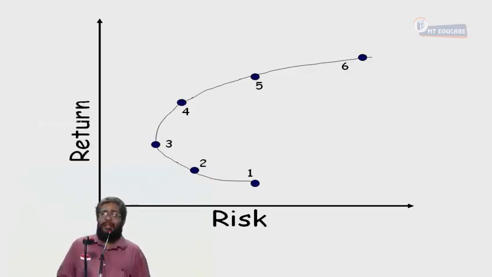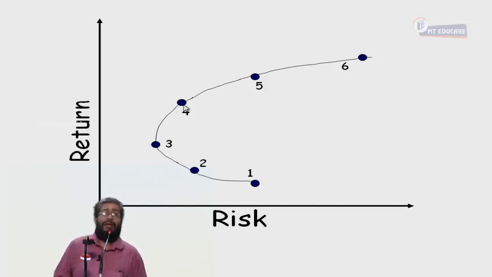Everybody, yes or no? That means we can say security 1 gives you some return and risk. For portfolio 2, the return increases. How do you know the return increases? It is moving upwards. But the risk is decreasing, and I am moving leftwards. For point number 3, the return further increases and the risk further decreases. Then onwards, the return increases, but the risk also increases.